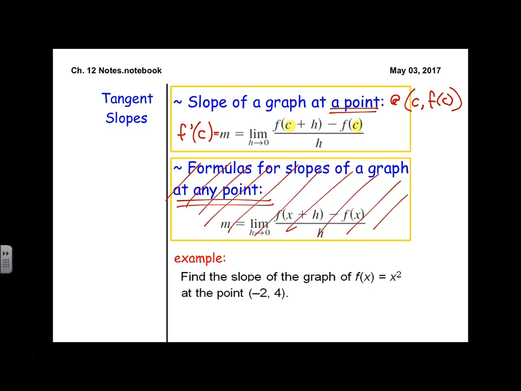So kiddos, looking at the example below, we have two options. They do want the slope at one point. So could I do the general formula and then plug in x equals negative 2 at the very end? The answer is yes. Or could I use the alternate form and plug in negative 2 at the very beginning and only be solving that one problem and being done?